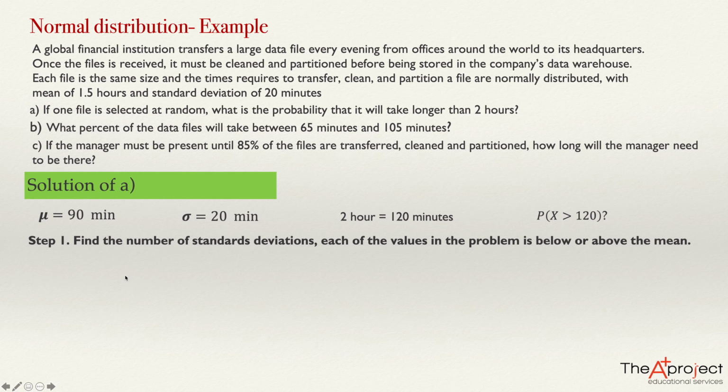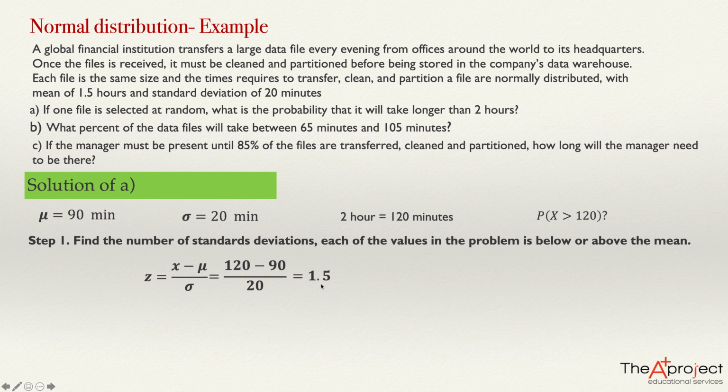So I use the formula of the z value. Remember, z equals x minus mu divided by sigma. And the value of x that I have now is 120, the only value that I have so far. So 120 minus the mean, which is 90 minutes, divided by sigma, that is 20 minutes. So this equation is just 120 minus 90 divided by 20. I do this in my calculator, and the answer is 1.5.